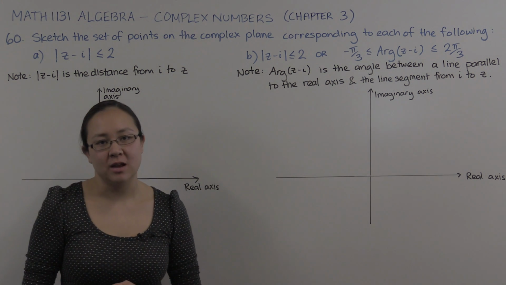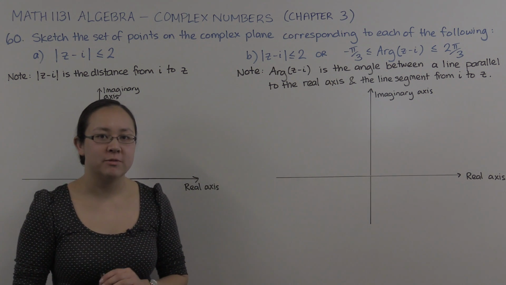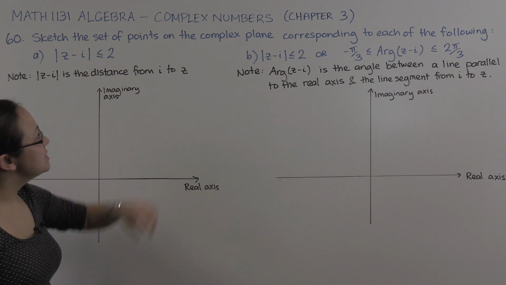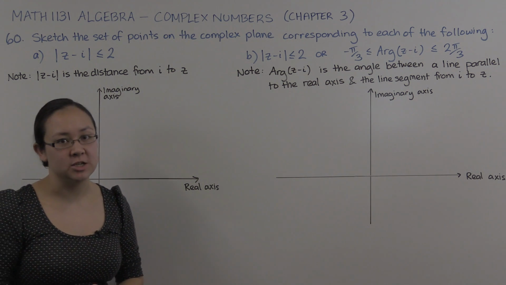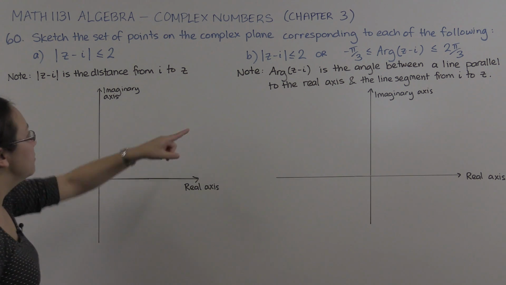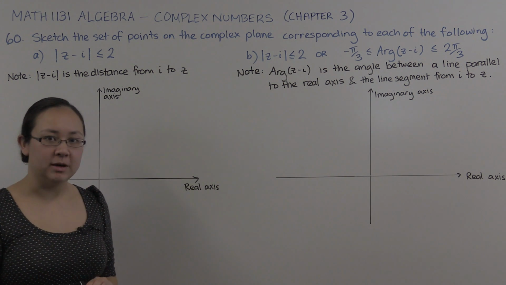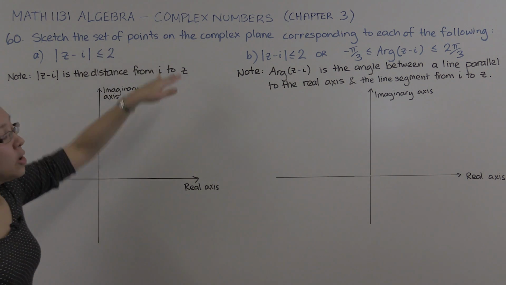Today we're going to look at one of the problems from Chapter 3 on complex numbers of the Math 1131 algebra course. So we're looking at problem 60 and we're asked to sketch a variety of sets of points with some conditions. Here I've set up part A and part B, and we might do a few of the other parts. Part A is asking us to sketch on the complex plane.